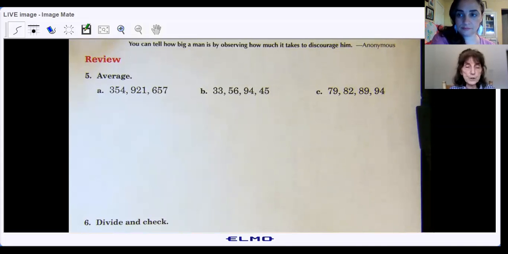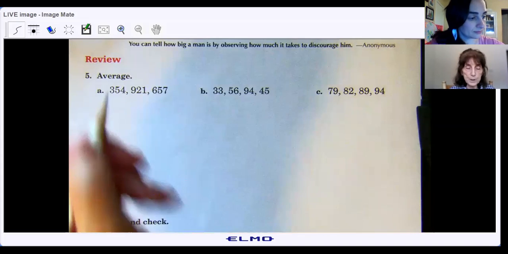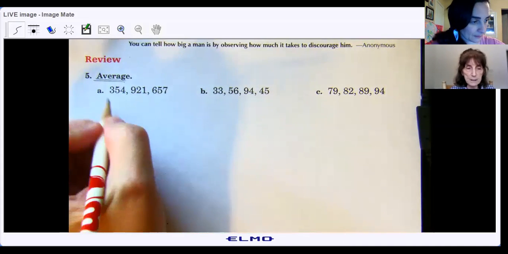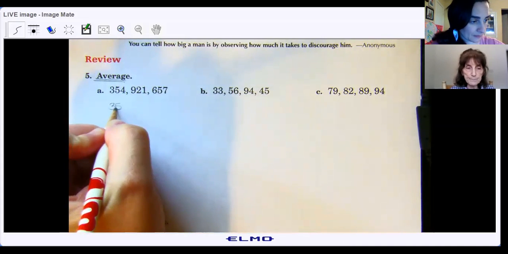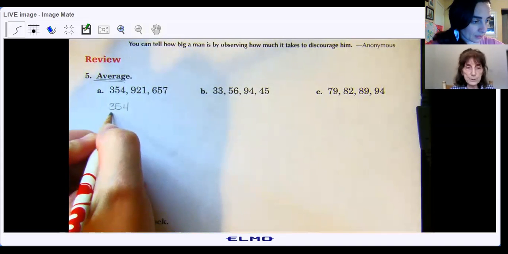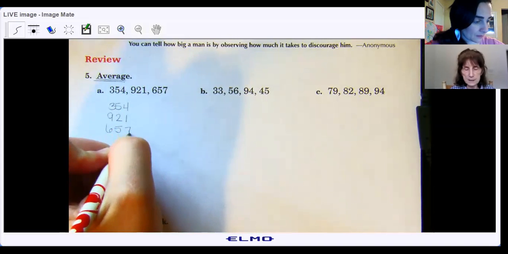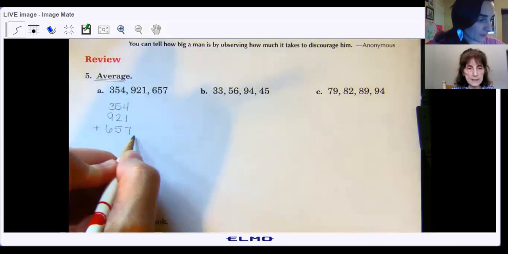You're gonna average, you're gonna add up the addends. So do not put 921 under 354. Do not do it, just write them again. 354 plus 921 plus 657. And you're gonna add that up.